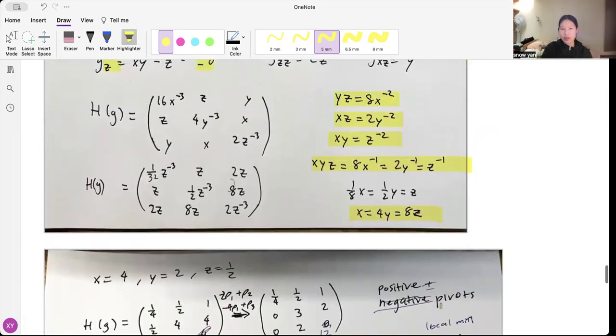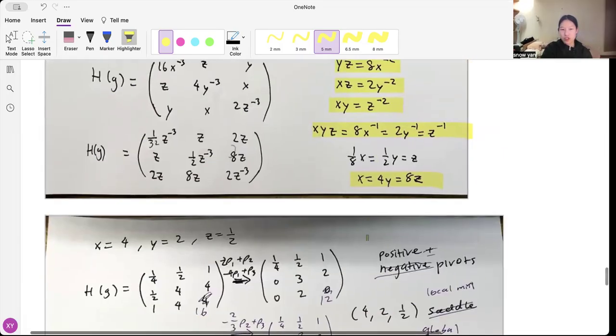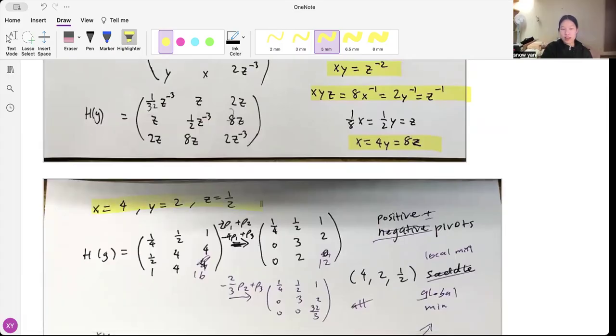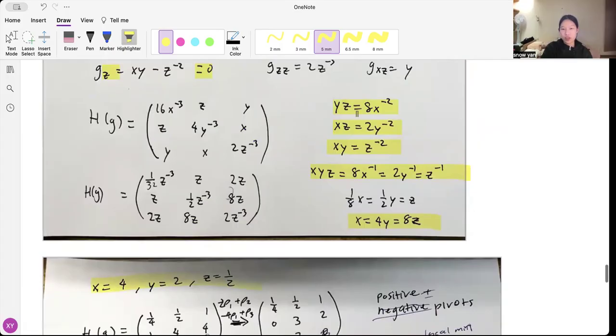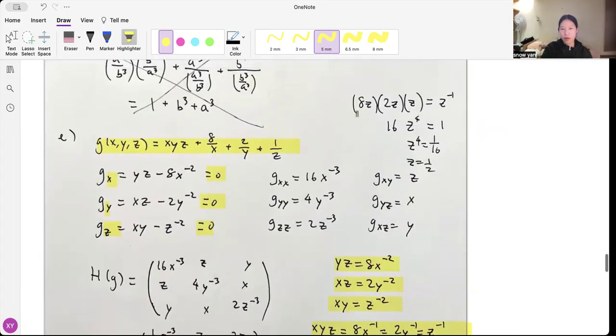And in fact, I can solve it further because I know these conditions, and find that x is equal to 4, y is equal to 2, z is equal to 1/2. Three equations, three unknowns, so it's solvable in this situation. Now taking the second derivative, gxx and gyy are easy. Take it with respect to the previous values. I got these, and I got that gxy is equal to z, gyz is equal to that, gxz is equal to this. Okay, awesome.